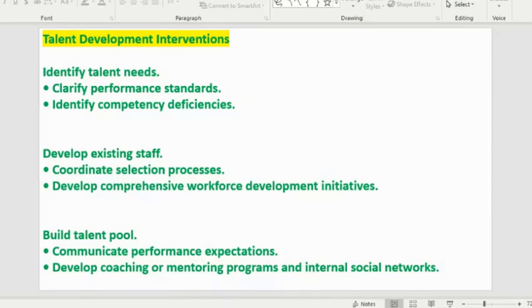Now we have talent development interventions. With talent development interventions, you want to identify the talent needs. And that process looks like clarifying your performance standards, identifying competency deficiencies. Second, you want to develop your existing staff. And that looks like coordinate selection processes, develop comprehensive workforce development initiatives. Then next is to build your talent pool. And that looks like communicate performance expectations, develop coaching or mentoring programs, and internal social networks.